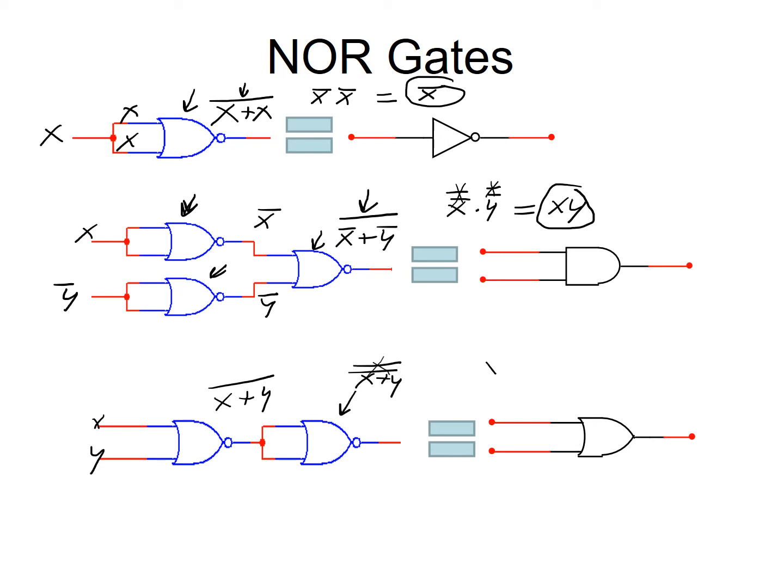That's the same thing as X or Y. So there we go. I've used two NOR gates to create an OR gate. I've used three NOR gates to create an AND gate. And on top, I've used one NOR gate to create a NOT gate, or an inverter gate. All right, stay tuned for the next slide.